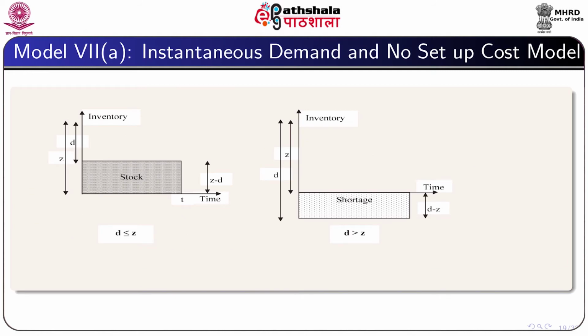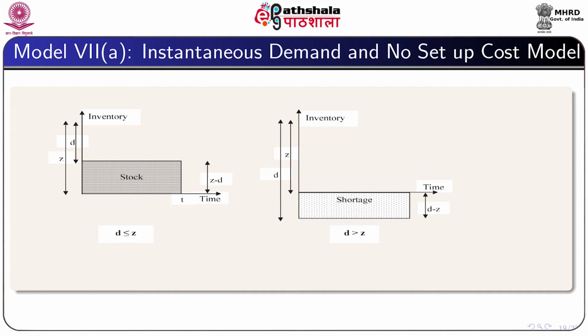This slide shows the inventory time diagram. In the first figure, we see that initially the inventory level is Z, and since the demand is instantaneous, the inventory level reduces to Z minus D, and that level continues until the time t, and there will be no shortage.